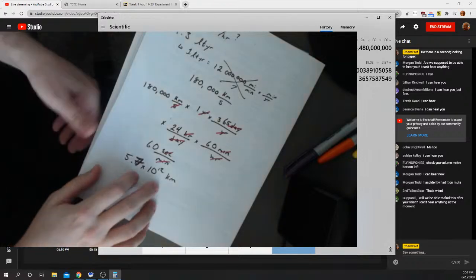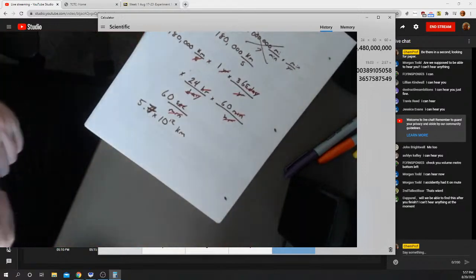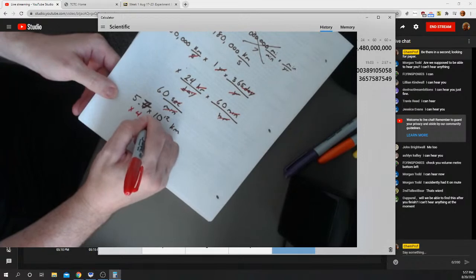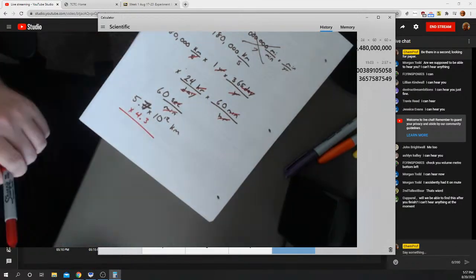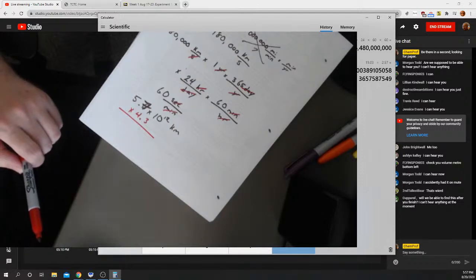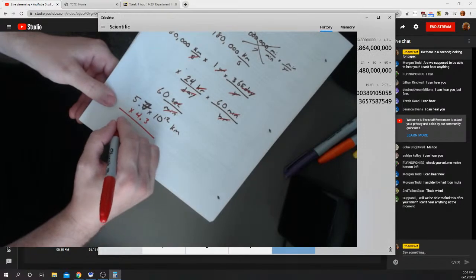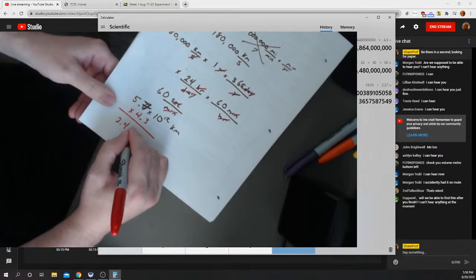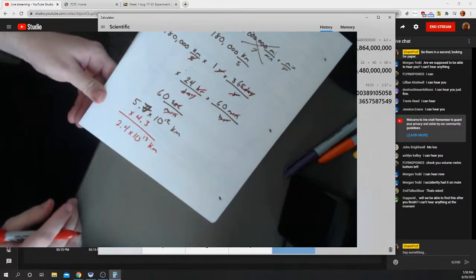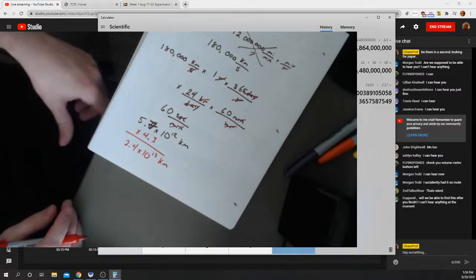Okay, so that is the length of a light year. There are 4.3 of them in between here and Proxima Centauri. So we multiply that by 4.3 to get the distance to Proxima Centauri. And that gets us 2.4 times 10 to the 13th kilometers to Earth's nearest neighbor. Well, technically to Sol's nearest neighbor.